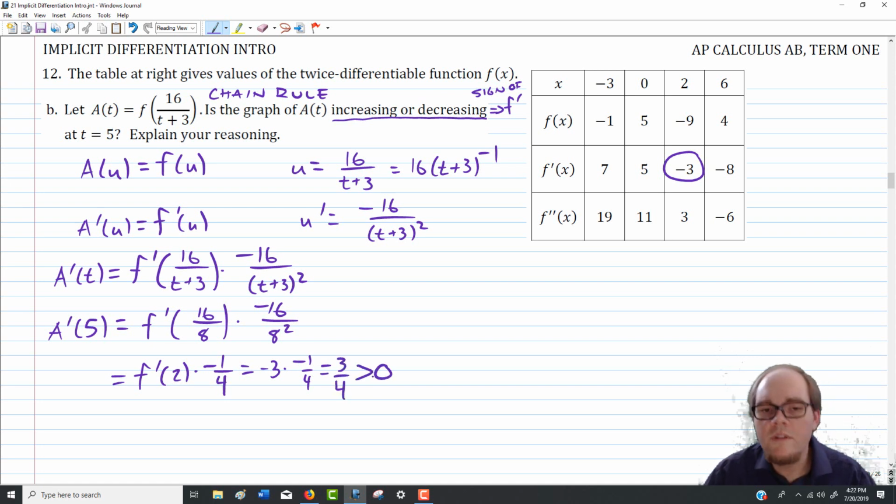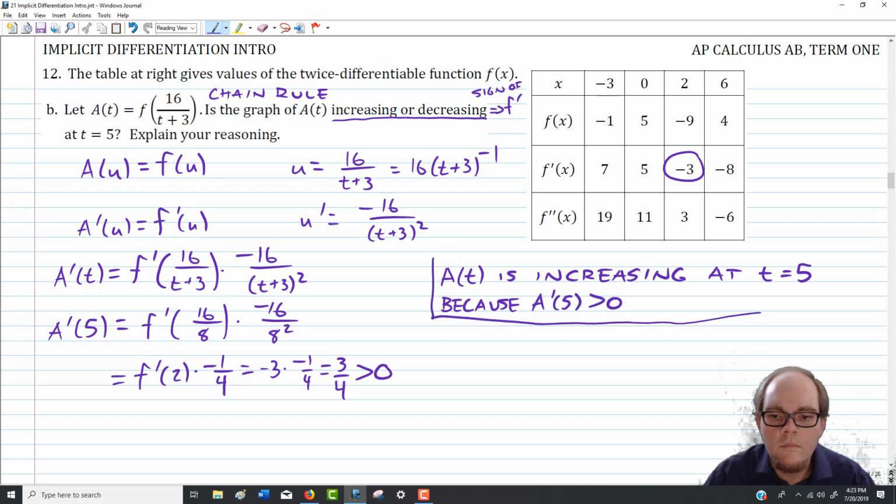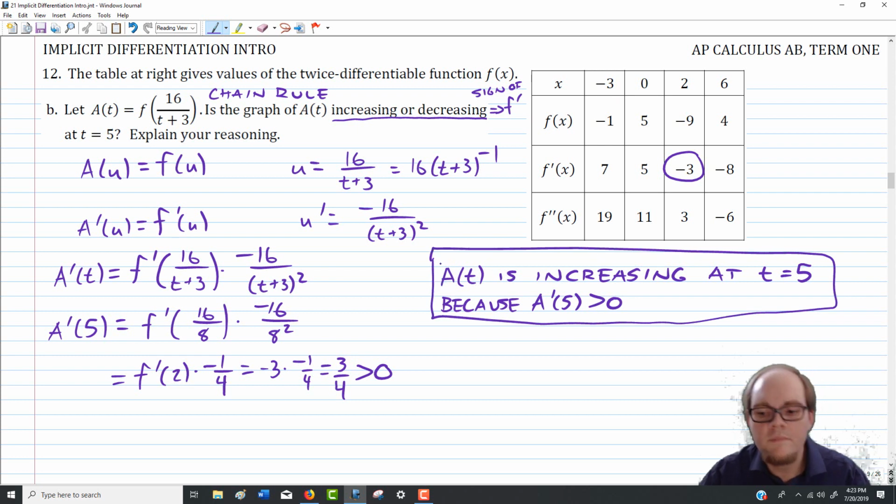And I'll point out to you that 3/4 is clearly a positive number. That tells us that a of t is increasing at t equals 5. Really easy to accidentally say t equals 2, by the way, just because you looked at the table at 2. But remember, 5 was the t value we were looking at for a. So a is increasing at t equals 5, and our reason is very simple. It's because a prime of 5 is greater than 0. And there is our work for 12b.